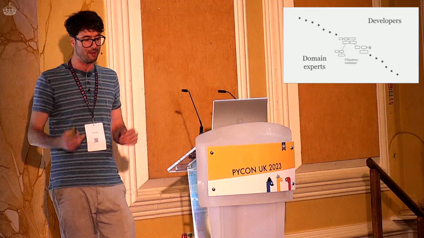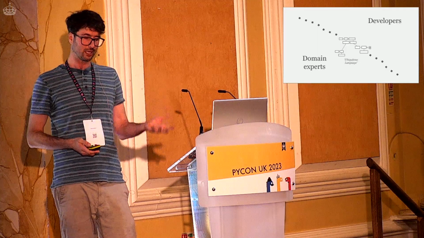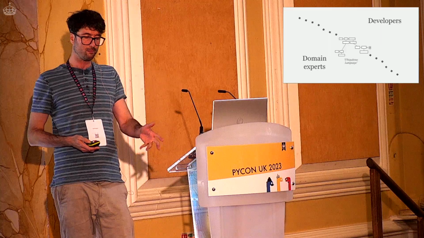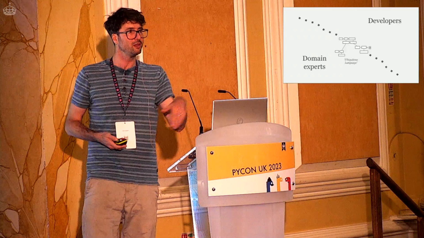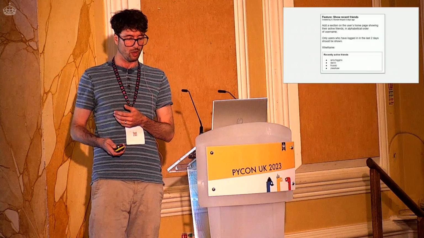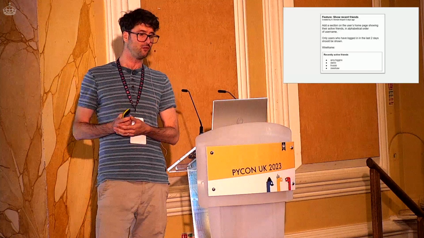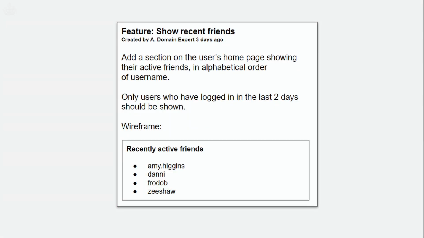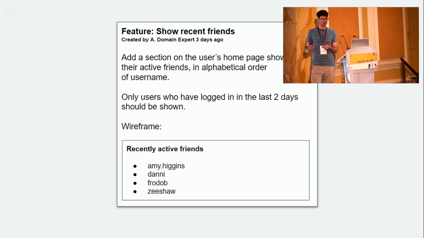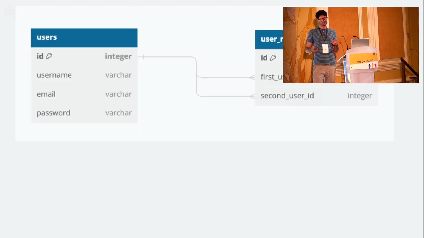It should be everywhere. And I'm just going to give you a little example, imagining that we've now developed a bit more of this social network. So let's say we've built it and now we've got a new feature, show recent friends. Add a section on the user's homepage showing their active friends in alphabetical order of username. Only users who've logged in the last 2 days should be shown. And then there's a wireframe with the recently active friends. So let's say we did use this data model, and let's say we used Django.